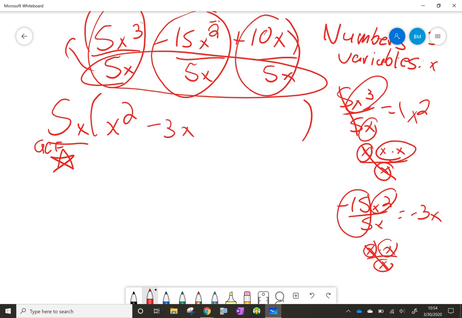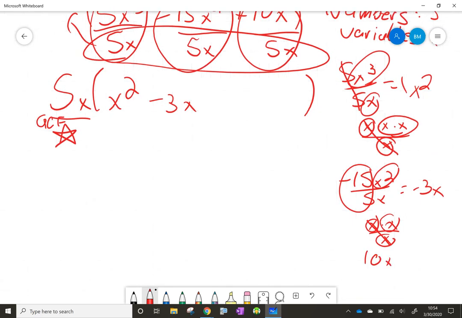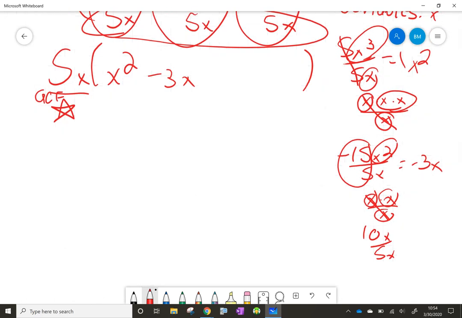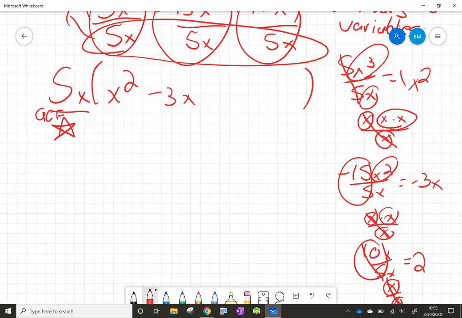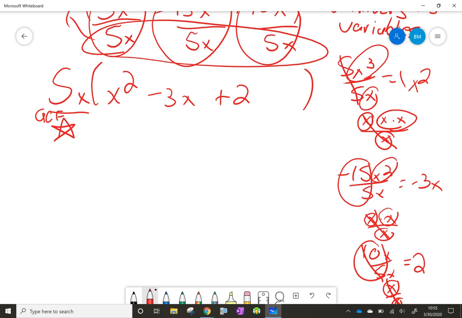And for the last one, we have 10x divided by 5x. So 10 divided by 5 is 2. And then you have 1x on top and 1x on bottom, so they're both going to cancel each other out, which means there's no x left over there. It's just going to be that 2. And you have your final answer, which is 5x, and then in parentheses, x squared minus 3x plus 2.